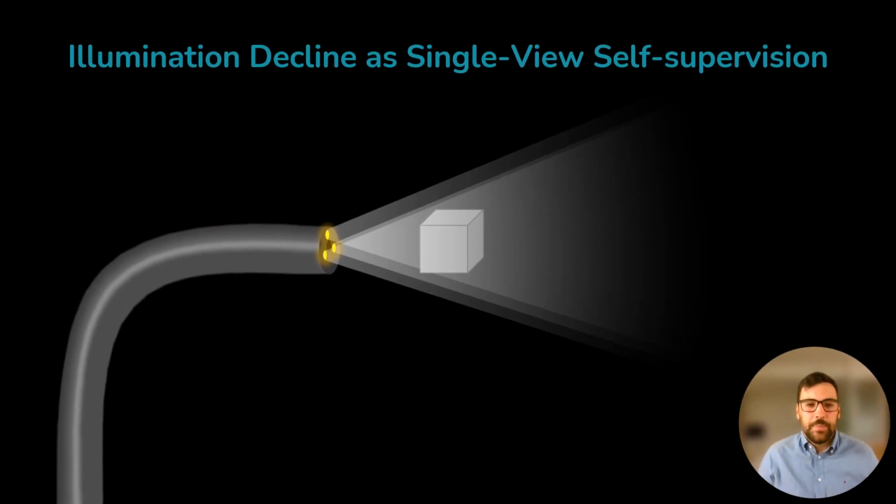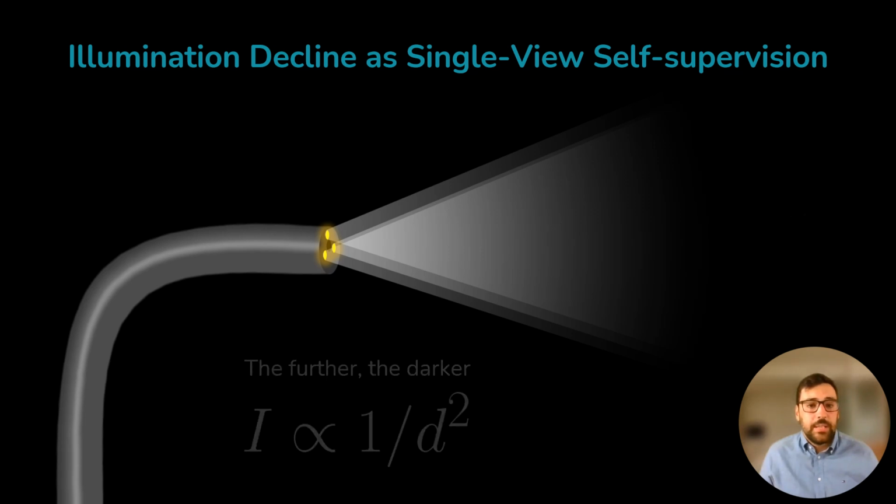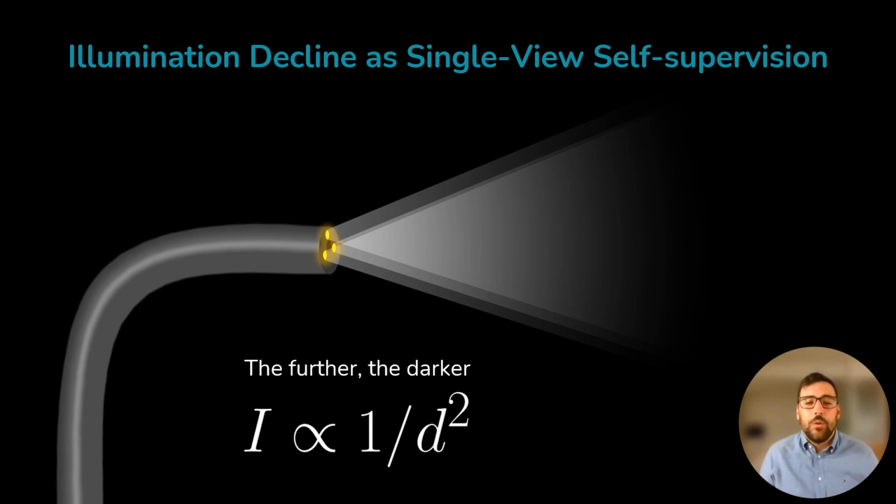In endoscopy, the light source is co-located with the camera, and it illuminates a dark scene. As a result, the intensity decreases with the distance. In fact, that is a function of 1 over the square of the distance.